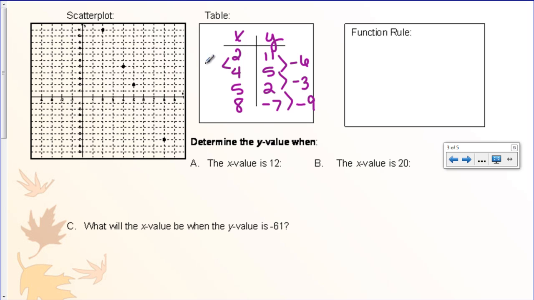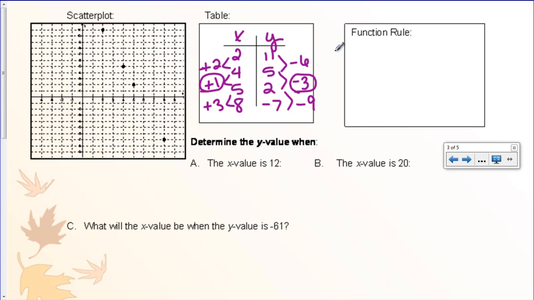So to get from 2 to 4, I added 2. From 4 to 5, I only added 1, and from 5 to 8, I added 3. My goal here is to figure out how much this changes for one of these. Well, they made it real easy for me. Right here, this changes by -3 for a change of +1.